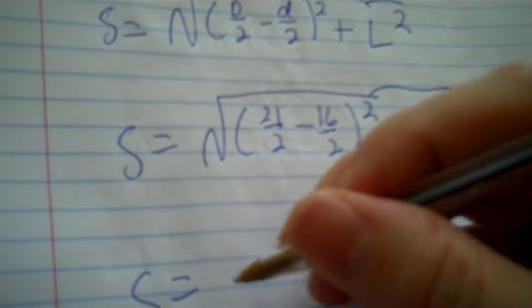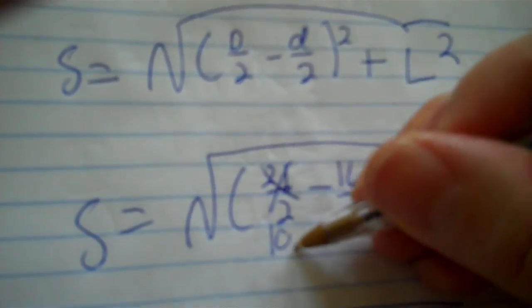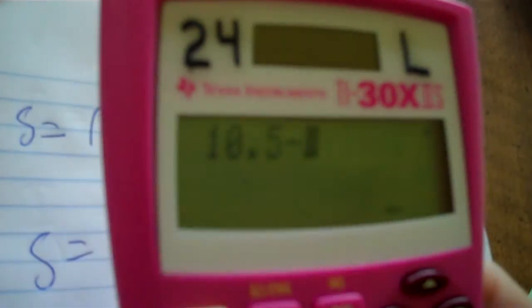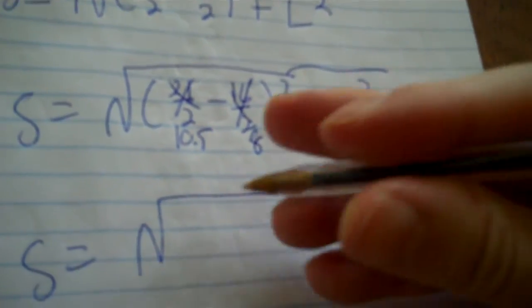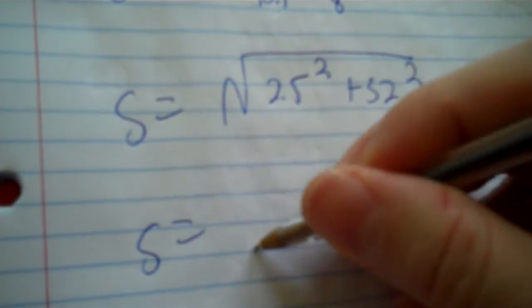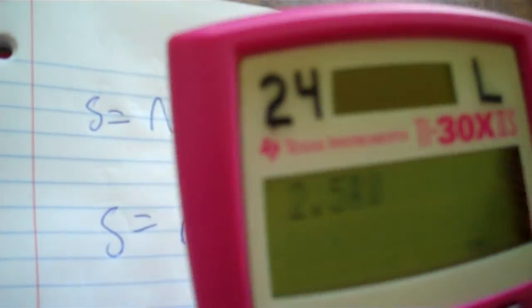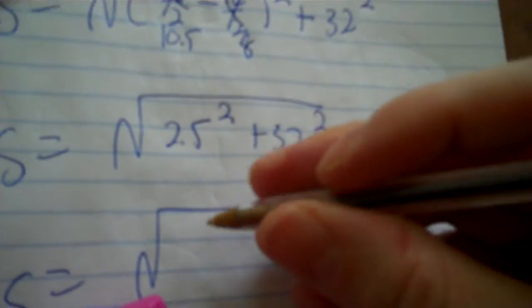So you got to figure out your parentheses first. You take 21 divided by 2, that's going to be 10.5. And then 16 divided by 2 is 8. Then I take 10.5 minus 8, and I get 2.5. So we now have 2.5 raised to the power of 2 plus 32 to the second. Now we got to figure out what the powers are. Always goes parentheses, exponents, and roots. 6.25.